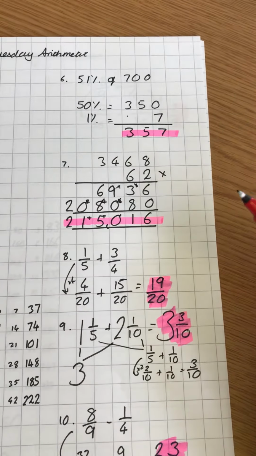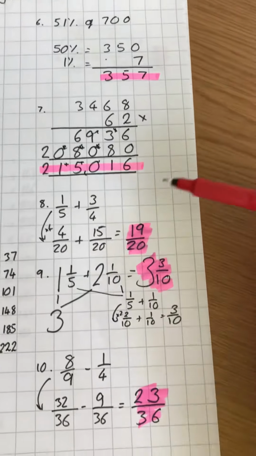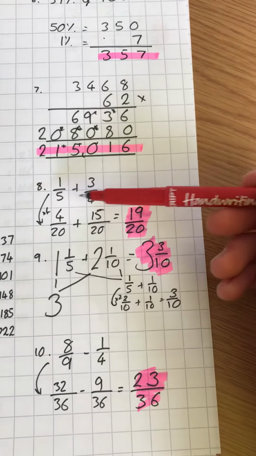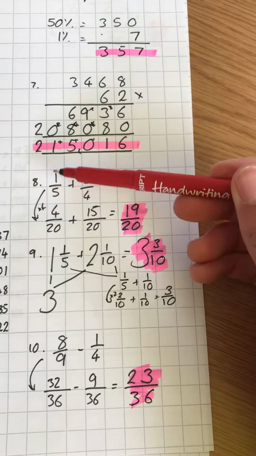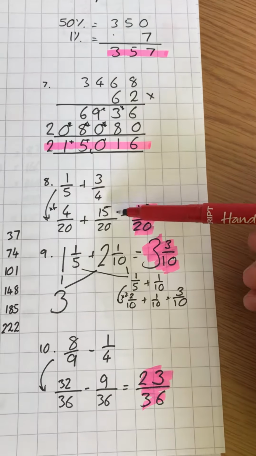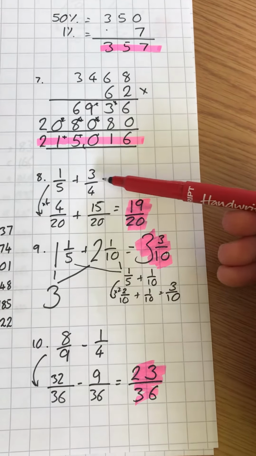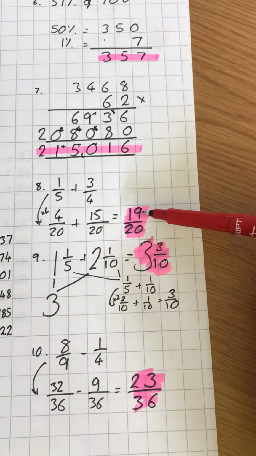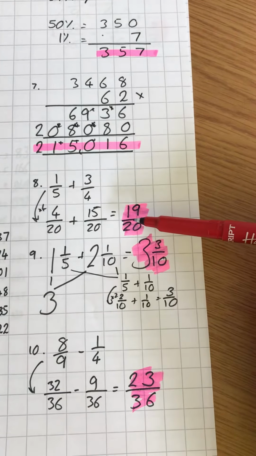Long multiplication, we know all about that by now. Adding fractions, we need a common denominator. I use 20, 5 times 4 is 20, so 5 times 4, 1 times 4, 3 times 5, so 4 times 5, and therefore 3 times 5. Added the numerators, the denominator stayed the same.